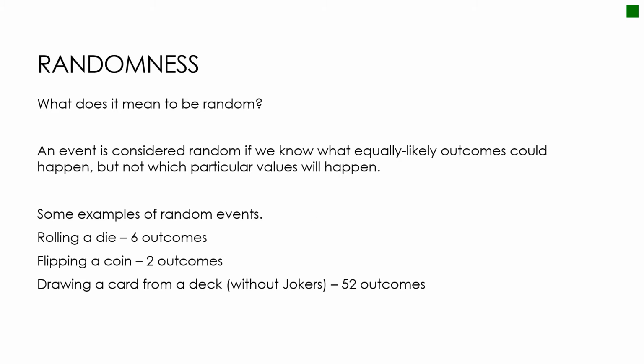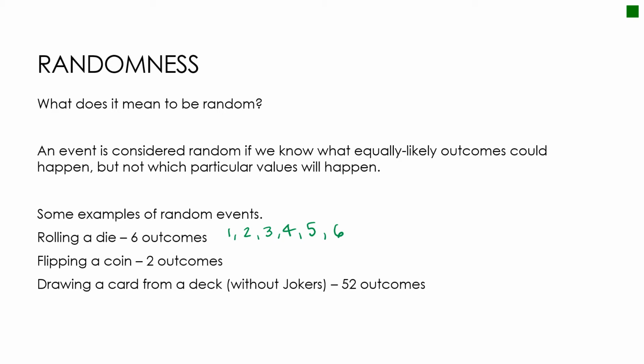So, what does it mean to be random? Some examples of random events are rolling a die, flipping a coin, drawing a card from a deck. And what it means to be random is that I know all of the outcomes that are going to occur. So if I roll a standard die, I know that I'm going to get 1, 2, 3, 4, 5, or 6. Those are going to be my outcomes. I don't know which one's going to happen until I actually roll, but I know that those are the outcomes that I'm going to get.